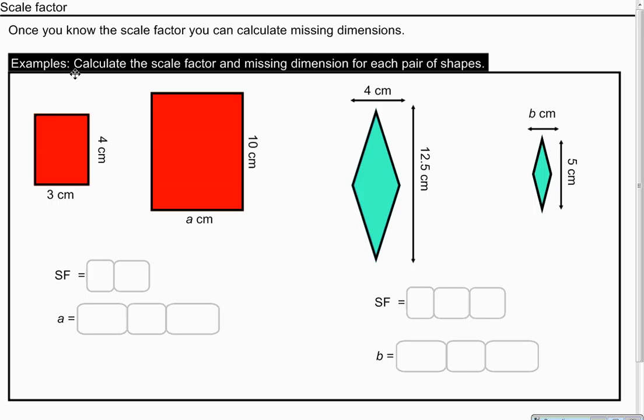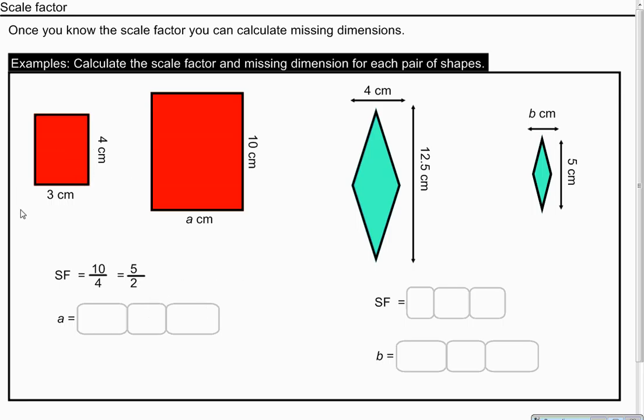So, two examples. Calculate the scale factor and the missing dimension for each pair of shapes. I will look at this first one. Going from the first to the second shape, I've got an enlargement, so I would expect my scale factor to be greater than 1. I've got the sides 10 and 4, so I can form my fraction 10 over 4. This will give me a number bigger than 1, as my numerator is bigger than my denominator. Simplifying by dividing the top and bottom by 2 would give me 5 over 2.